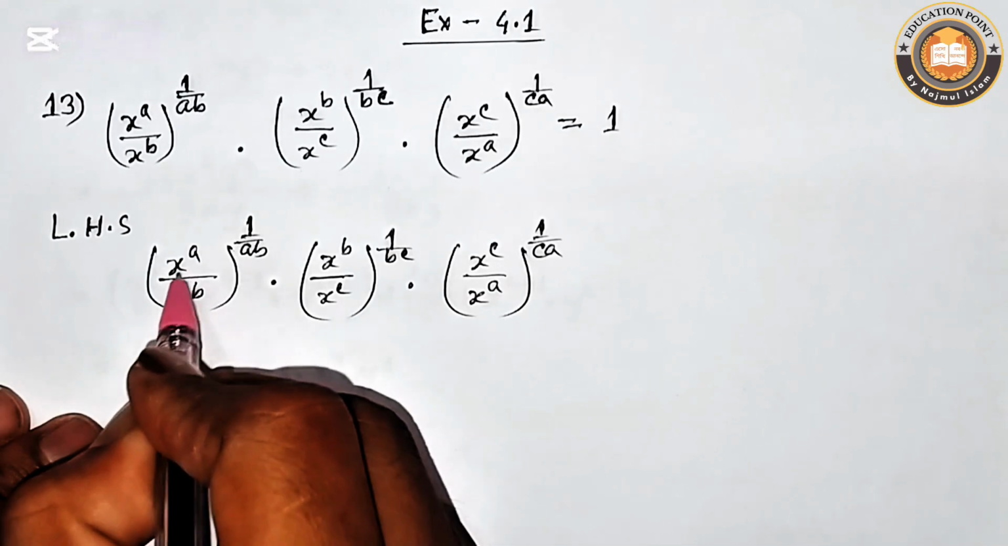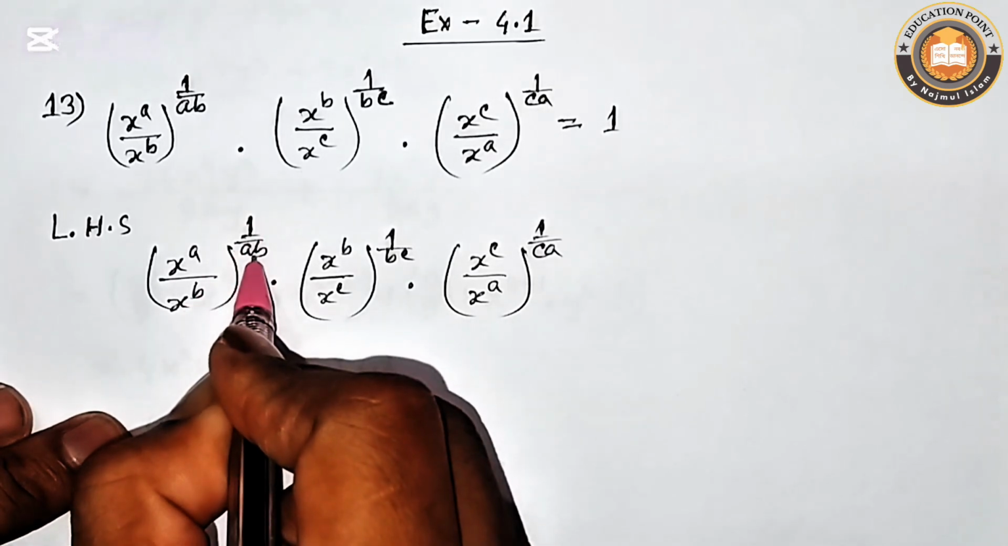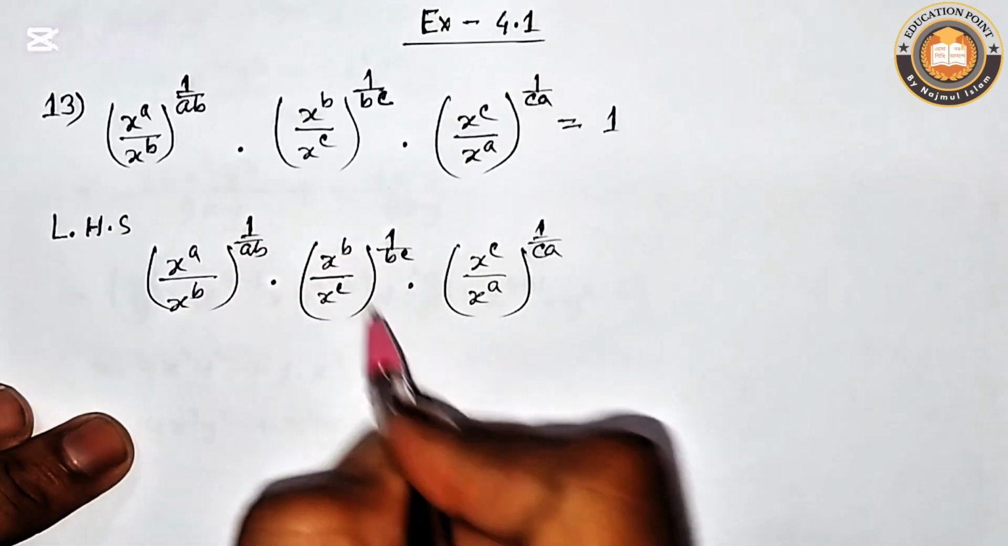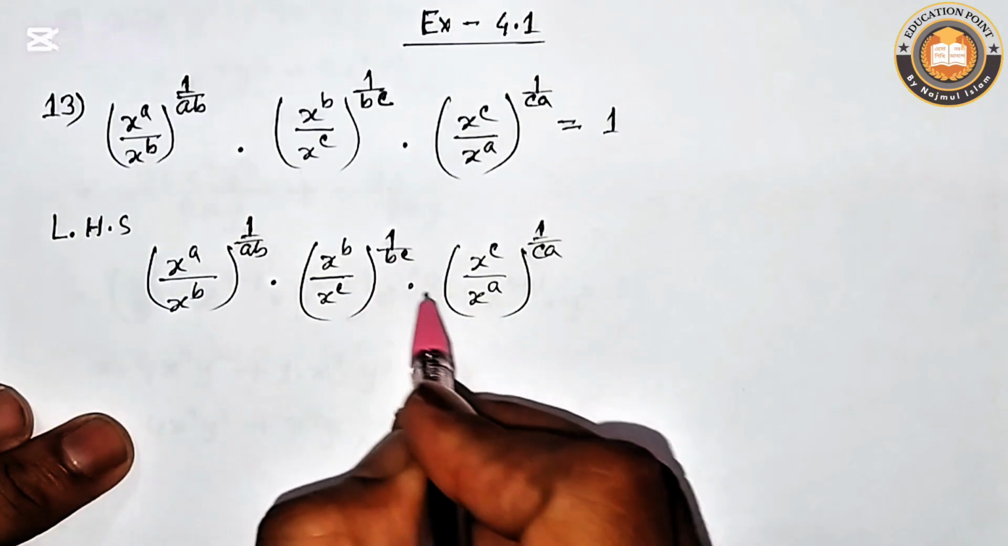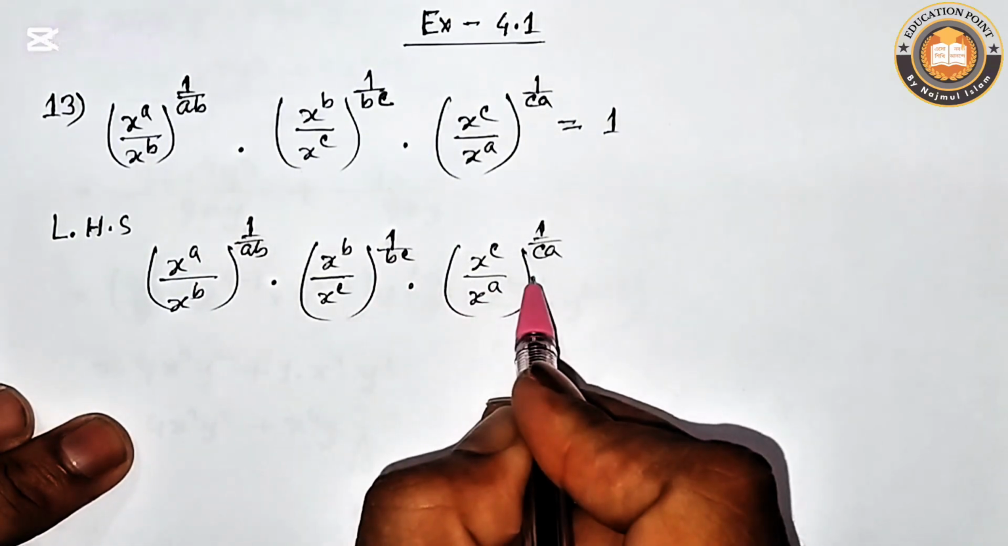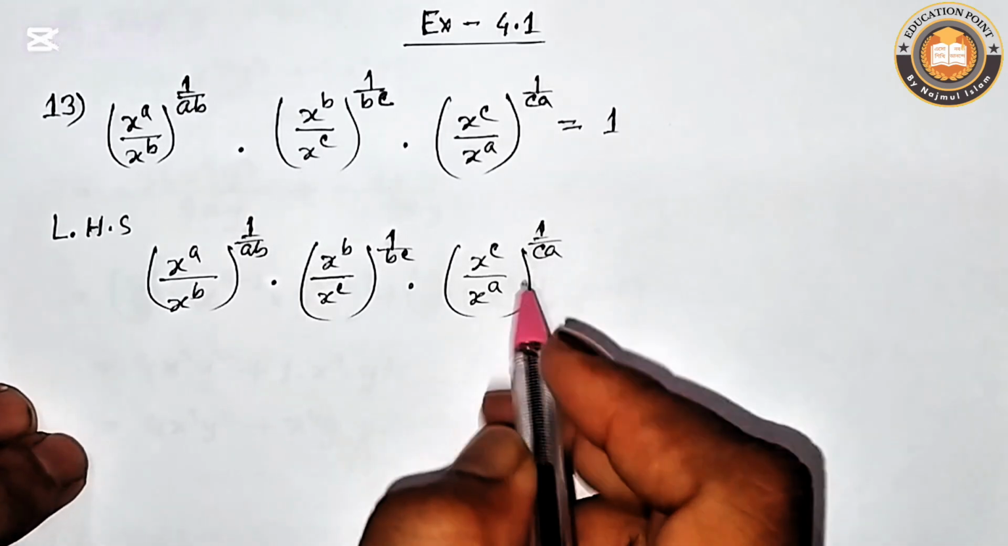Question number 13. (x^a divided by x^b) whole power 1 by ab, into (x^b divided by x^c) whole power 1 by bc, into (x^c divided by x^a) whole power 1 by ca.